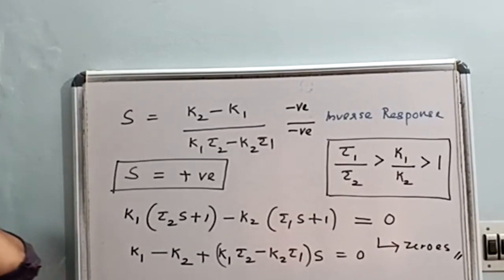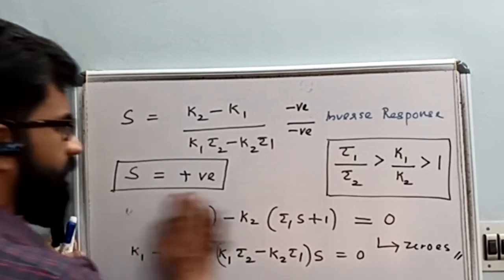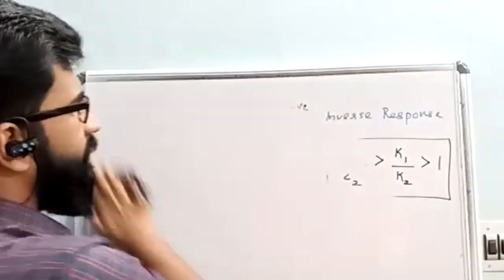So this is your inverse response. Once inverse response is done, we have a lot of questions in GATE, so we can see those also. Once this topic is over, we will go through the questions as well. So this is your inverse response. This we have also done in the class, I hope you remember. Clear?